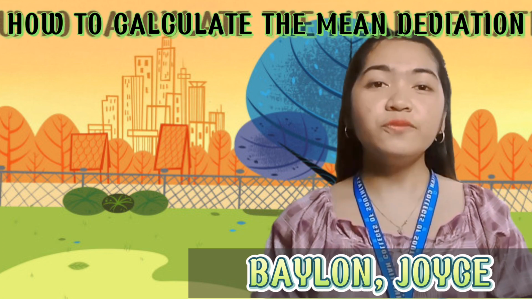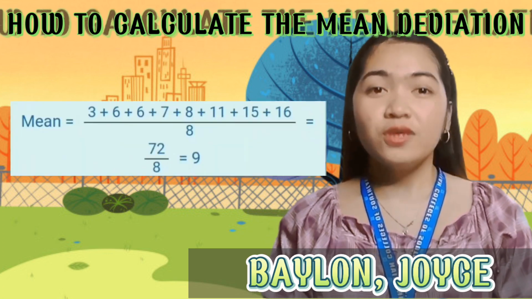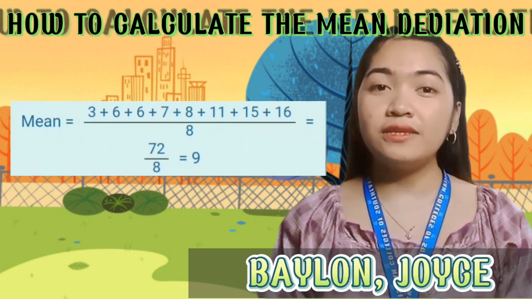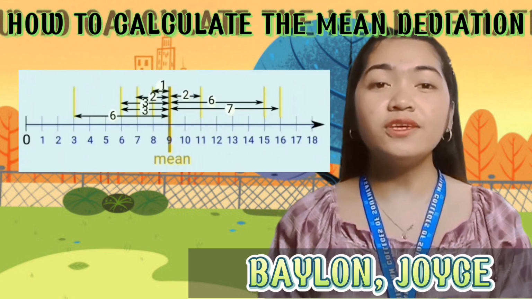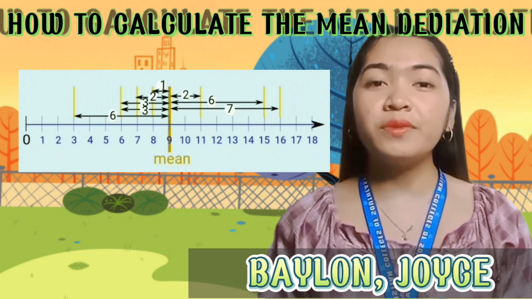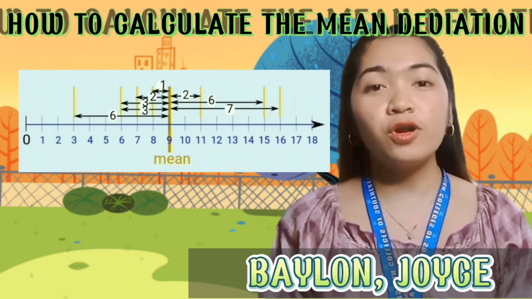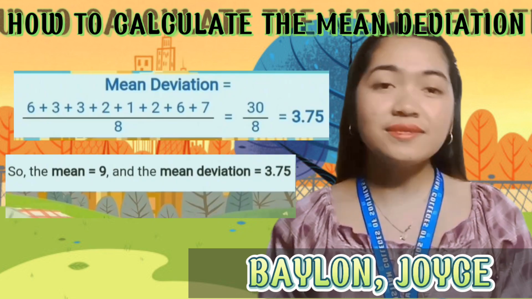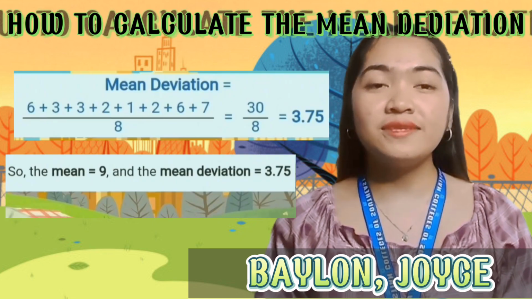So, to solve mean deviation, first, you must find the mean of all values, then find the distance of each value from that mean, or subtract the mean from each value and ignore minus signs. And lastly, find the mean of those distances.